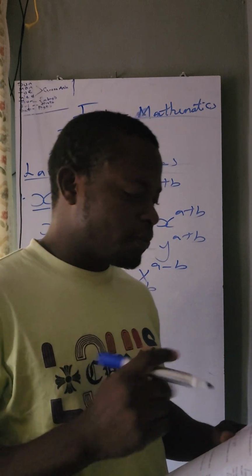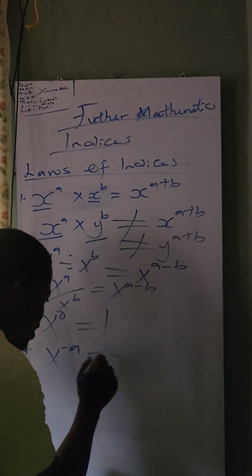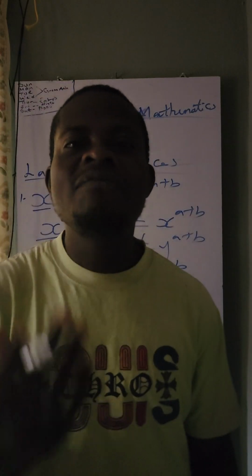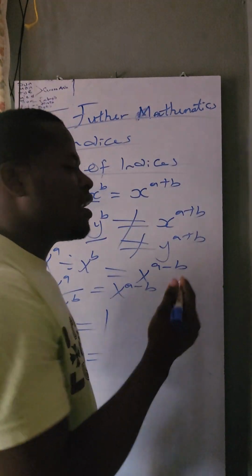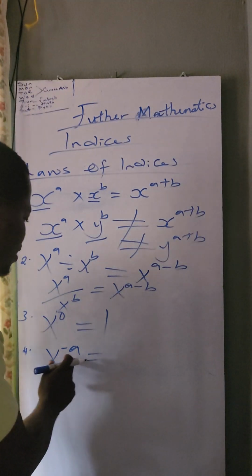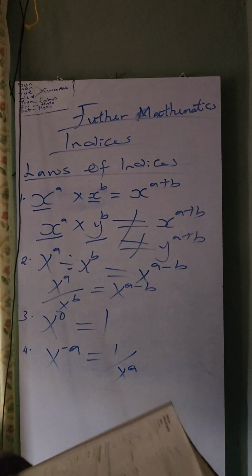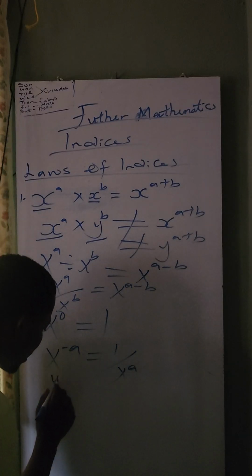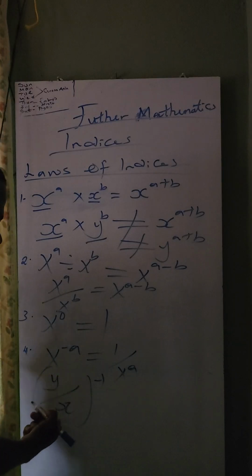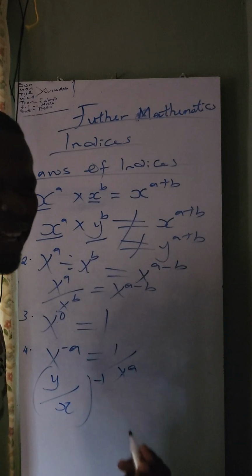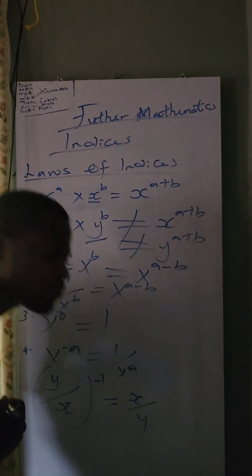Another rule I'll be stating here: if you have x raised to power minus a, whenever you have a negative, it means it is an inverse. Am I communicating? Whenever I say inverse, that means it is 1 over. x raised to power minus a means 1 over x raised to power a. At the same time, I can have something like y over x in brackets raised to power minus 1. This also means inverse, and it can be written as x over y.